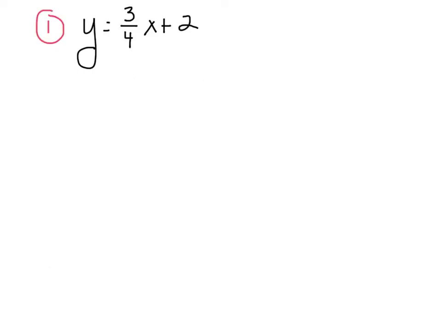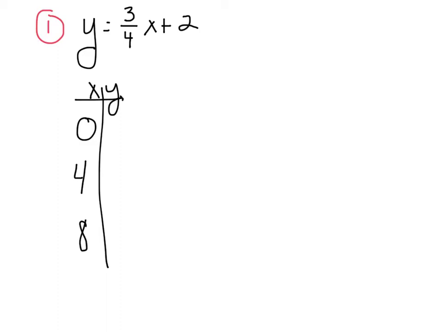Now turn the page to page 118 and we are going to do practice A problem number 1. Same type of thing. Let's make a t-table. I'm going to pick 0 because to me that's the easiest. And because we are dividing by 4, this is 3/4, we're dividing by 4. I'm going to pick multiples of 4.